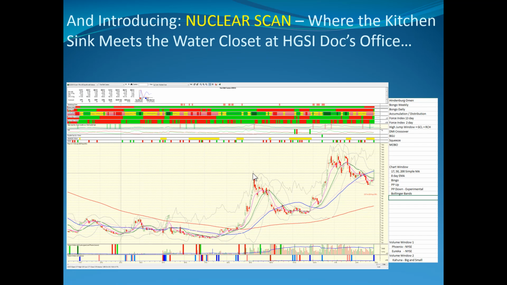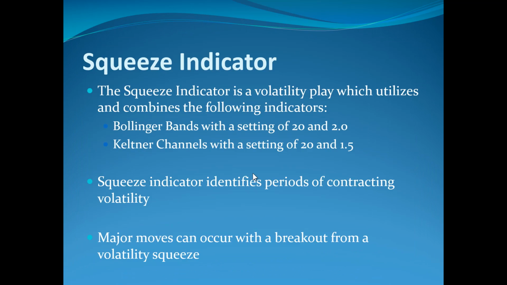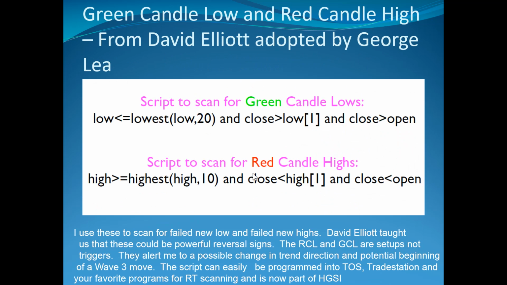As I mentioned before, we can look at all this within HGSI. Let's go back up here real quick. I mentioned failed new highs and failed new lows. These are the scripts for them. If you want to create your own indicators, green candle lows, red candle highs. I use these to scan for failed new highs and new lows.